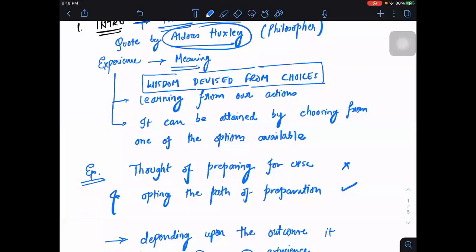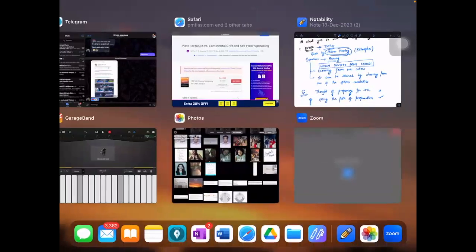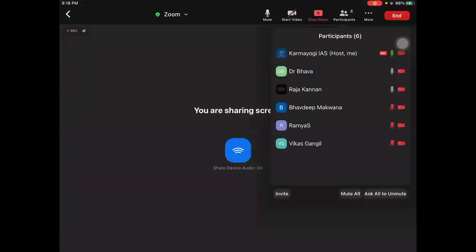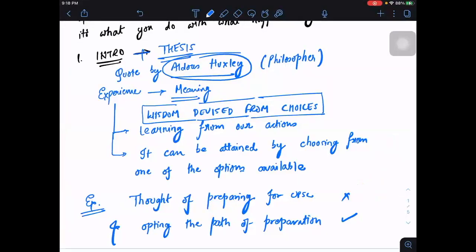right? Clear till here? Yes. Any doubt? Anyone else have also joined? Yeah, there are 6 participants. Okay. Anyone, any doubt? The screen is visible, right? Yes, sir, it's visible.